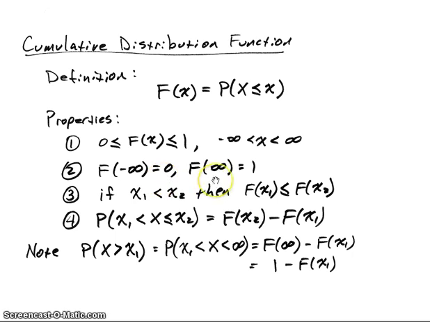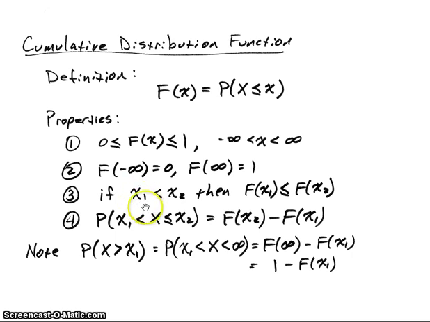Now looking at F of infinity, what's the probability of our random variable X being any number less than infinity? Well, obviously, if we're dealing with practical things, that has to be always possible, always true, and therefore the probability of that occurring will be equal to 1. Therefore, probability is equal to 1.